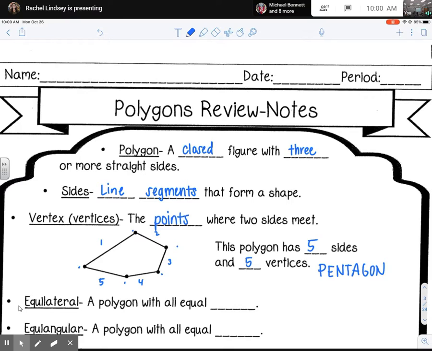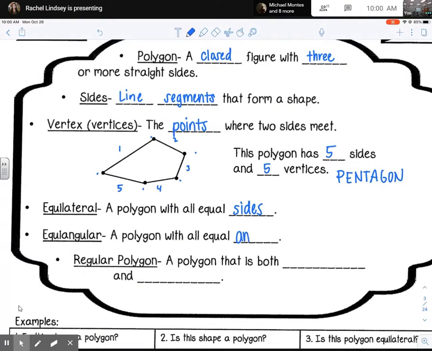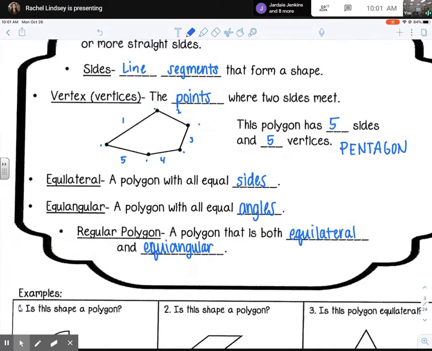Okay, so equilateral is a polygon that has all equal sides. Equiangular is a polygon that has all equal angles. And a regular polygon is a polygon that is both equiangular and equilateral. So it has the same side length, same angle measures.